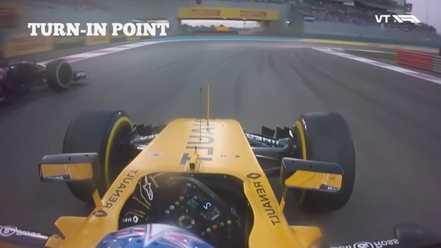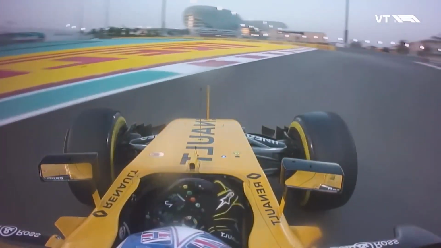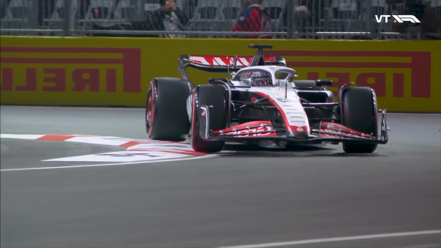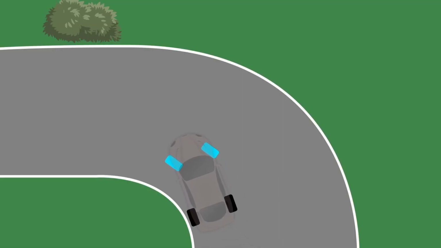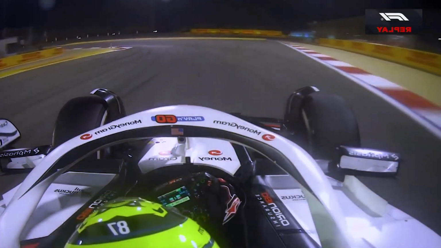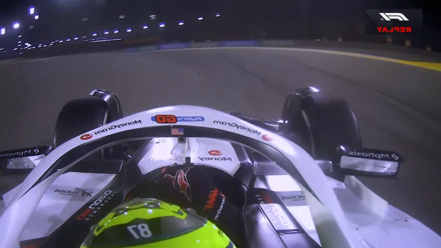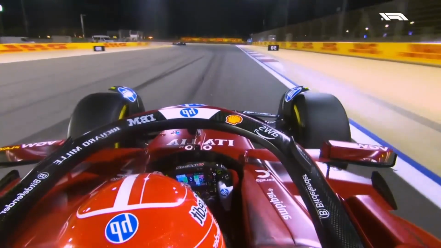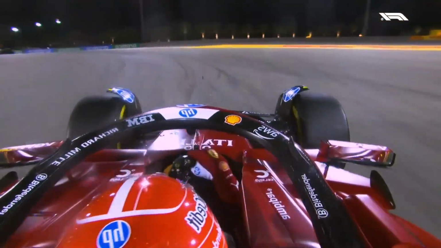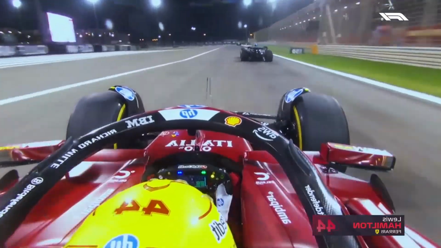Second, turn-in point. The turn-in point is the moment a driver begins steering into the corner. Choosing the correct turn-in point sets the trajectory for the rest of the corner. Turning in too early can lead to understeer, causing the car to drift wide, while turning in too late may result in oversteer or missing the apex. Drivers often use visual cues on the track, such as markings or specific landmarks, to identify consistent turn-in points. Consistency in hitting the turn-in point is vital for maintaining rhythm and optimizing cornering speed.